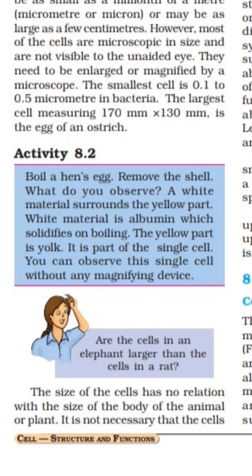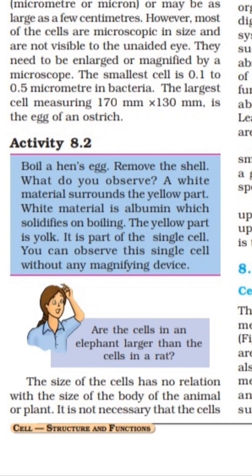When you break the hen's egg, you can see the yellow part inside, and some liquefied material surrounding that yellow material. The yellow part is the yolk, and it is a part of the single cell. You can observe this single cell without any magnifying device. We are aware of that. Now here, are the cells in an elephant larger than the cells in a rat?